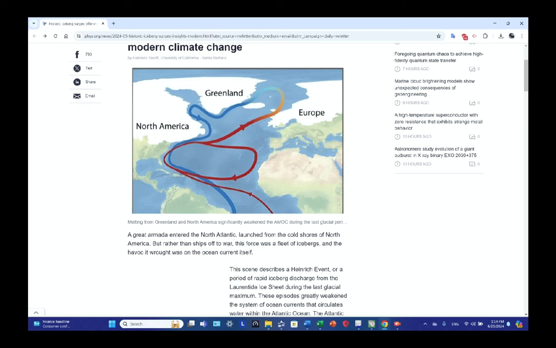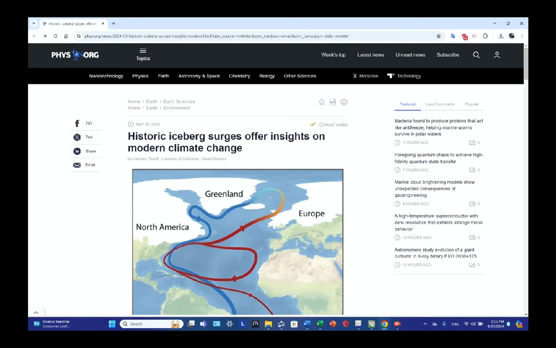If AMOC slows, North Atlantic deep water formation slows or stops, that upwelling does not take place. That food system collapses. So that's the concern that I have. But due to all that ocean heat content, you're going to have regional cooling, not necessarily hemispheric cooling. That's my assessment.